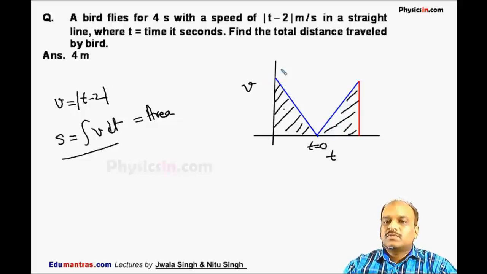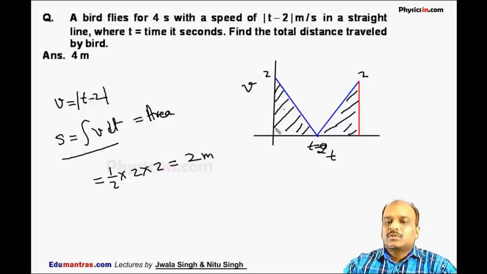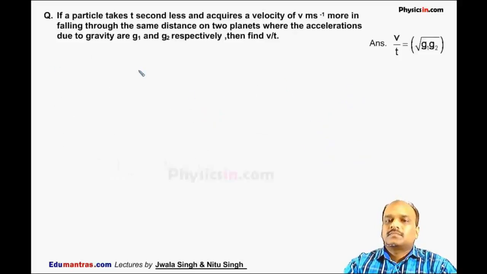We know at t equal to 0 the velocity of the bird is 2, and at t equal to 2 seconds the velocity of the bird becomes 0, and at this instant the speed is again 2. So the area is half into base, that is 2, multiplied by the height, that is 2, which is equal to 2 meter. So this area is 2 and this area is also 2, so the total area is 4. So this is the total distance traveled by the bird.